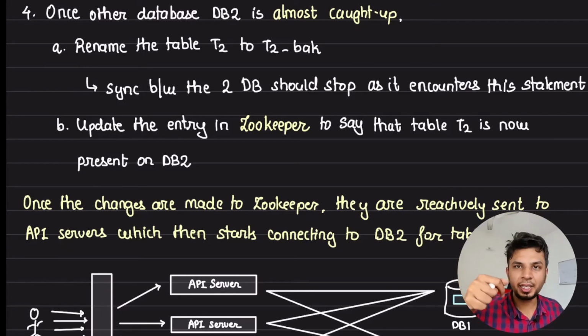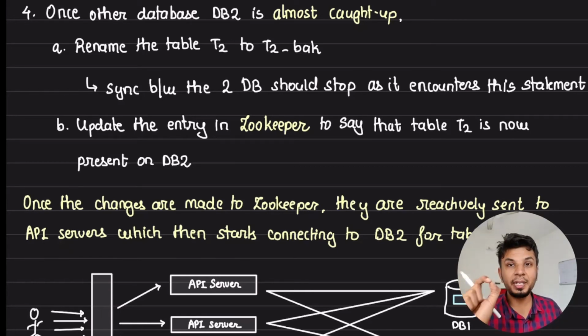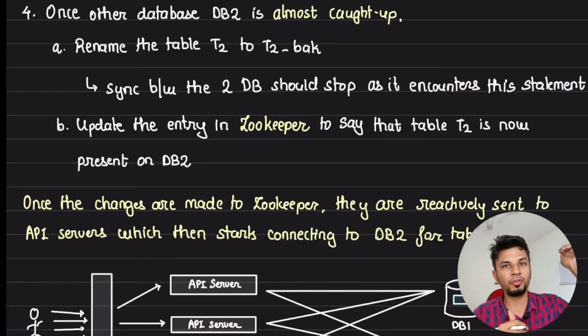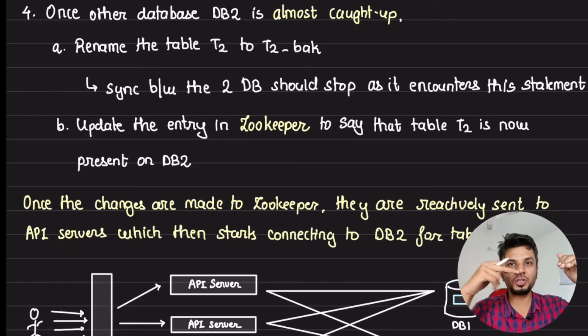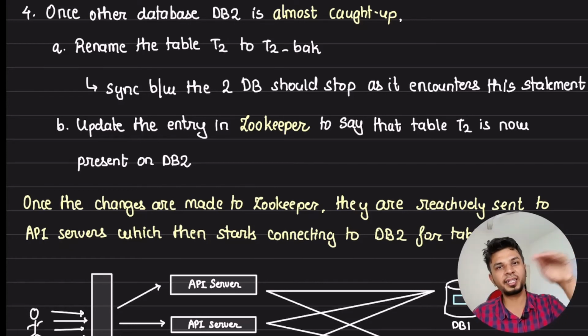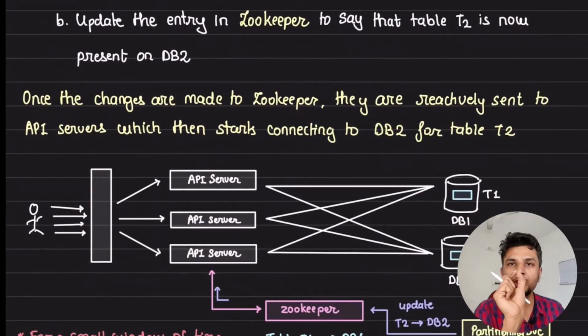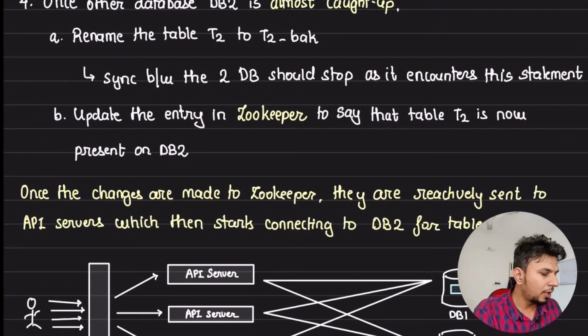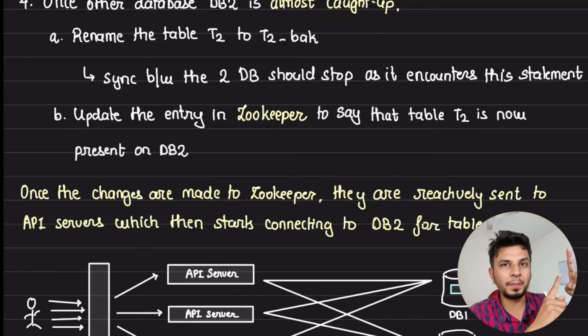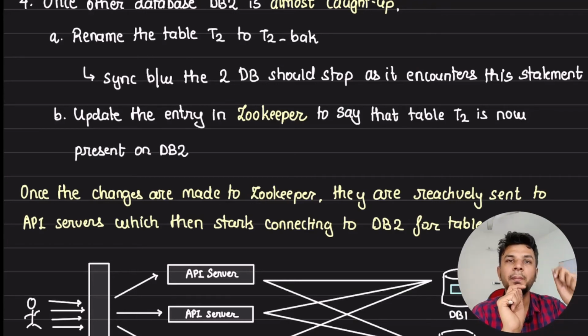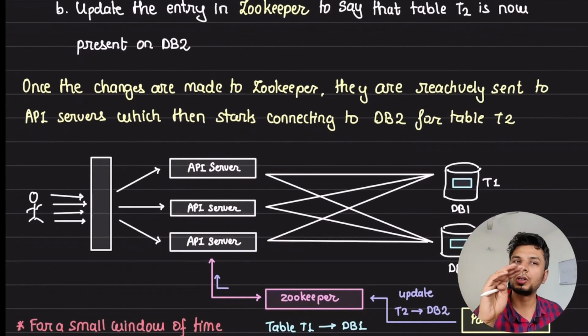But as soon as you update the entry that now table T2 is present on DB2, Zookeeper, as I said, reactively sends information to all API servers using watch. As it sends information to the API server, any new incoming request for table T2, because you updated Zookeeper, and Zookeeper proactively sent that information to the API server, the API server will now start connecting to DB2. Right. So for that small time window, when you were renaming the table, updating Zookeeper and the updates reaching the API server, you will get table not found errors. Otherwise, everything would work just fine.